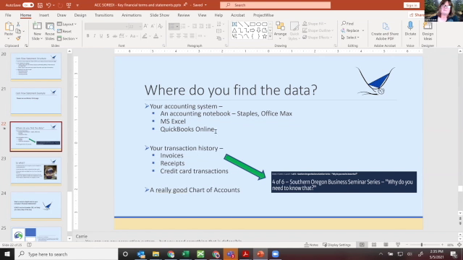And then of course you have tools like QuickBooks or QuickBooks Online. The key is you've got to have an accounting system of some form. The other thing you want to think about is your transaction history. So please don't be throwing away those invoices. They really are important. Same thing with the receipts of your transactions and credit card statements.